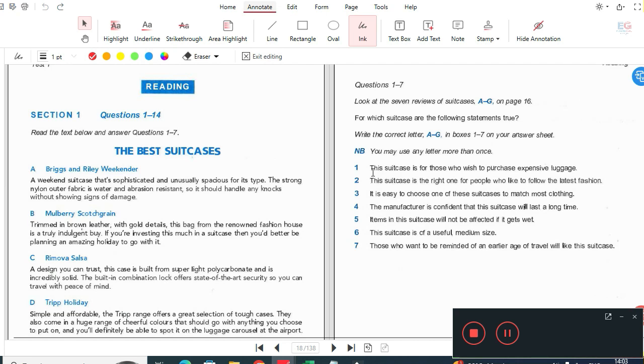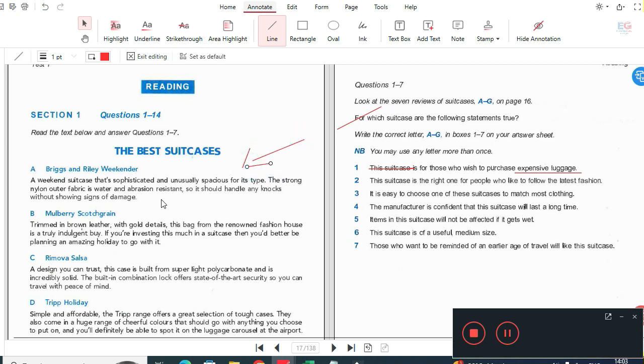This suitcase, this is not a keyword for us. This is a keyword: purchase expensive luggage. Okay, this is our keyword. If you want to make it more concise, you can take only one word, that is expensive luggage. Okay, so now after this, let's come back to the passage here.